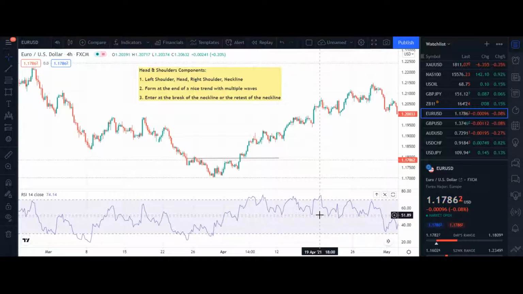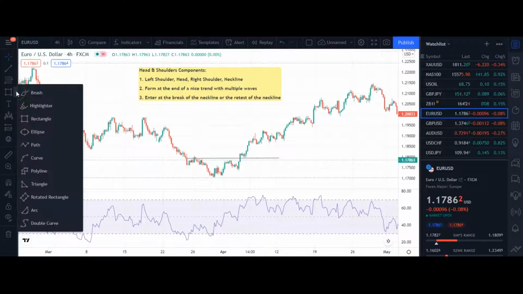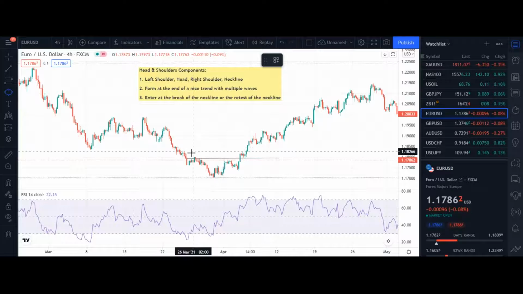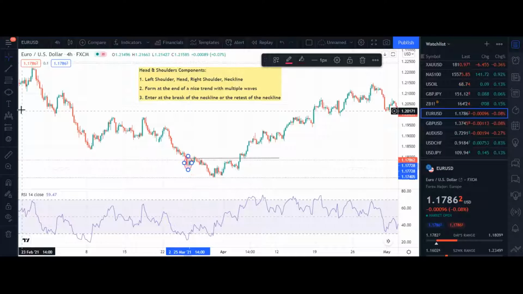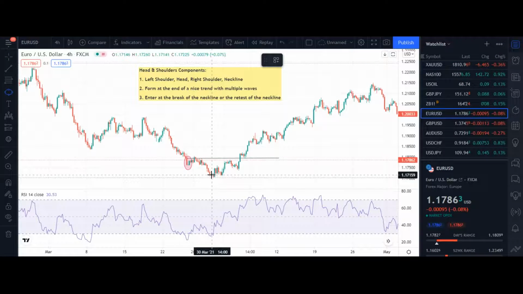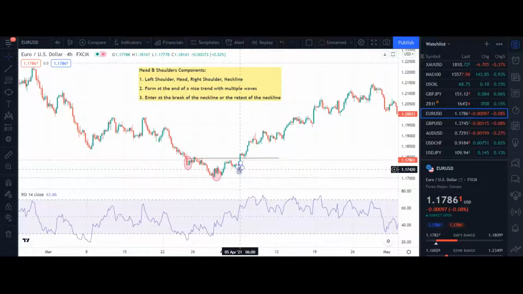Okay, so you have four components that make up a head and shoulders pattern. If you don't have these four, don't force the trade. Just wait for the next one because they do occur quite frequently in the markets. You have your left shoulder, which I'm highlighting here. You have your head, which is the lowest or highest point of the pattern, and you have your right shoulder, and then you have your neckline.